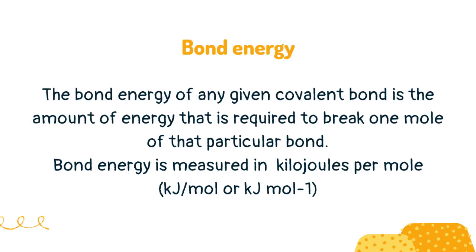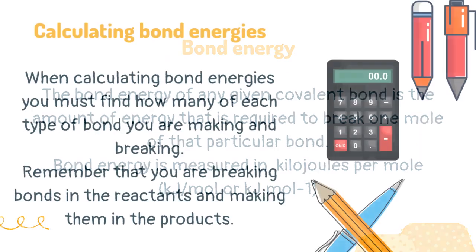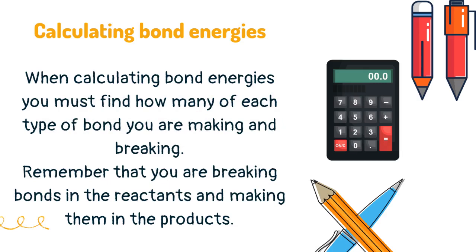The bond energy of any given covalent bond is the amount of energy that is required to break 1 mole of that particular bond. Bond energy is measured in kilojoules per mole. When calculating bond energies, you must find how many of each type of bond you are making and breaking. Remember that you are breaking bonds in the reactants and making them in the products.